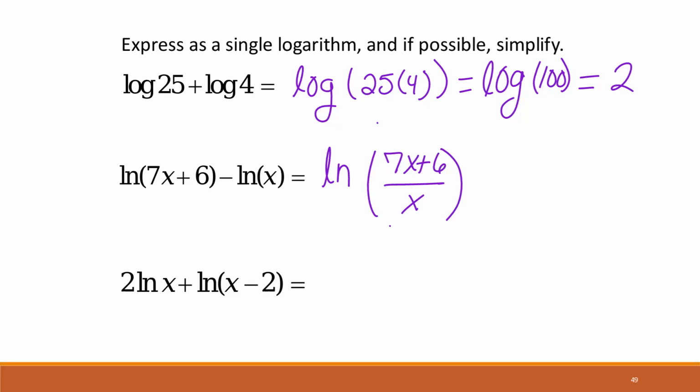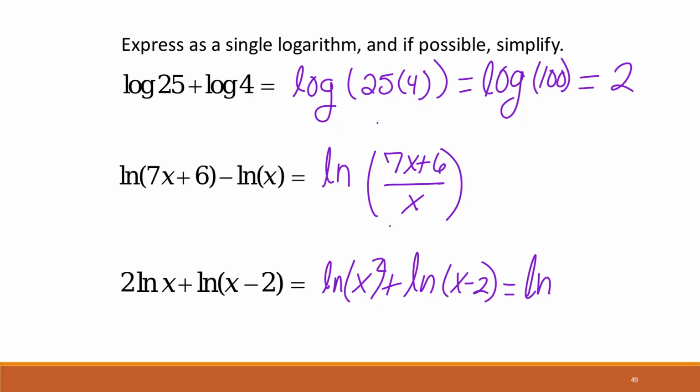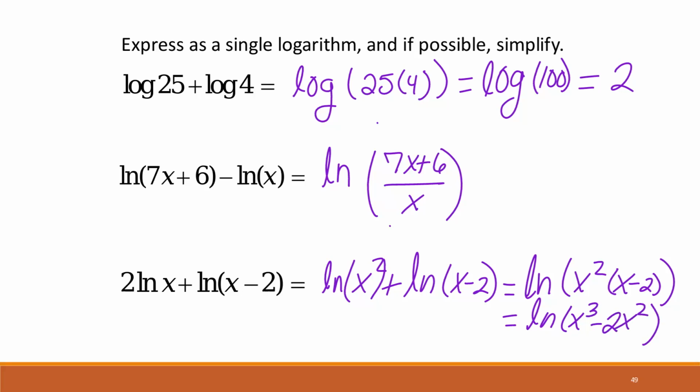And then here we could first change this to ln of x squared plus ln of x minus 2. And then with the addition, we can multiply. That would be ln of x squared times x minus 2. So then we can distribute: ln of x cubed minus 2x squared. And so that would be as far as we go on that one.